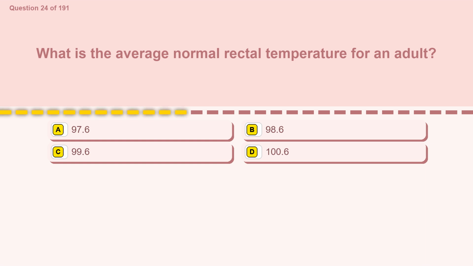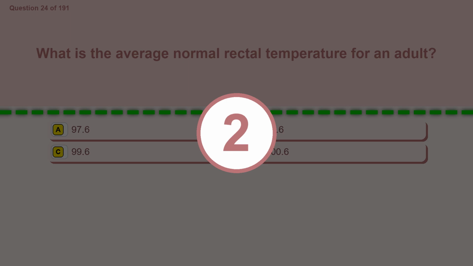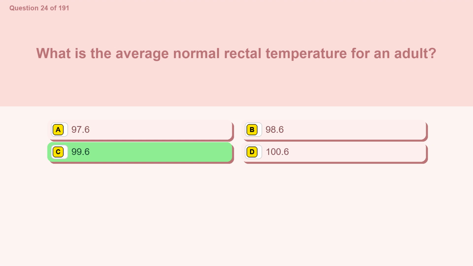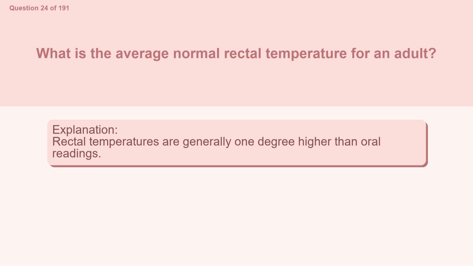Option A, 97.6. Option B, 98.6. Option C, 99.6. Option D, 100.6. The correct answer is option C, 99.6. Rectal temperatures are generally 1 degree higher than oral readings.